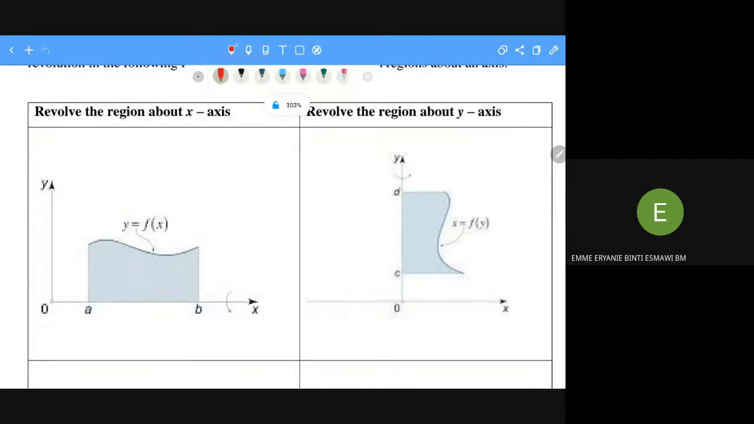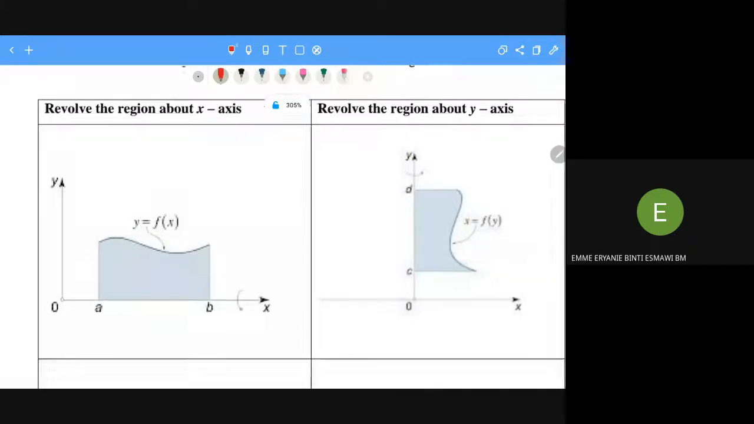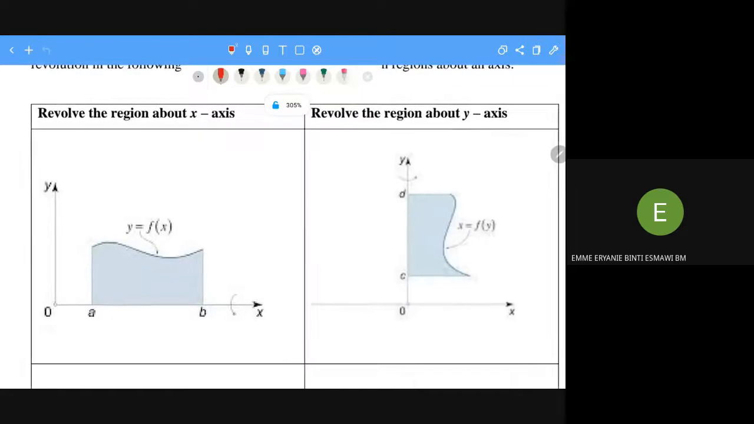Before this, we have learned about how to find the area of a bounded region. For example, if we have this kind of graph, so this is our f(x) function, and the bounded region is situated here underneath, from A to B, underneath this curve. So that's the area. Why is it called the area?